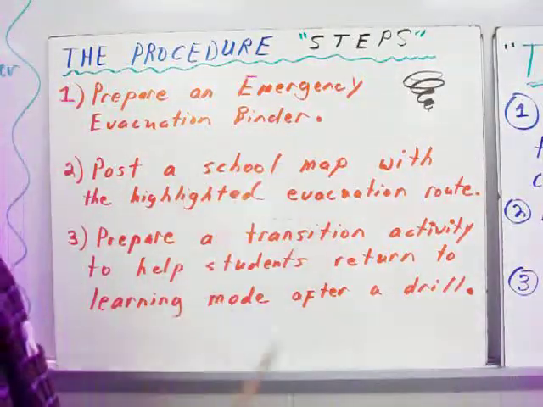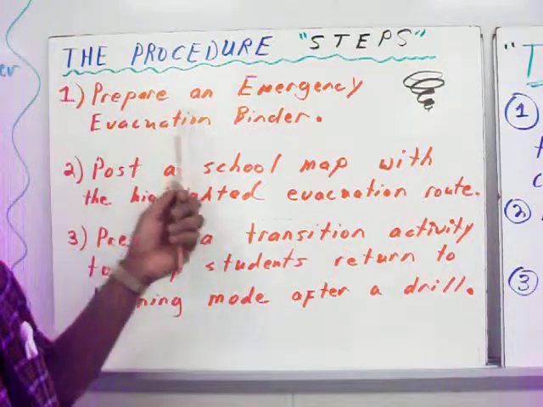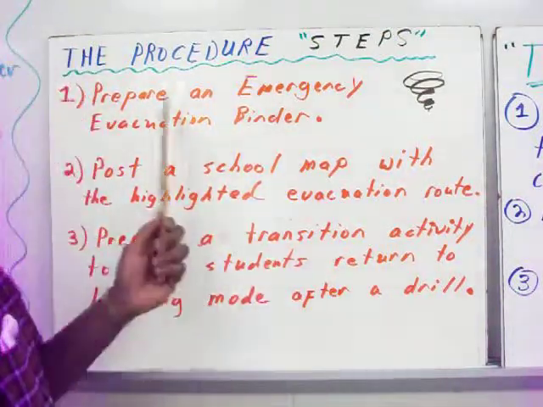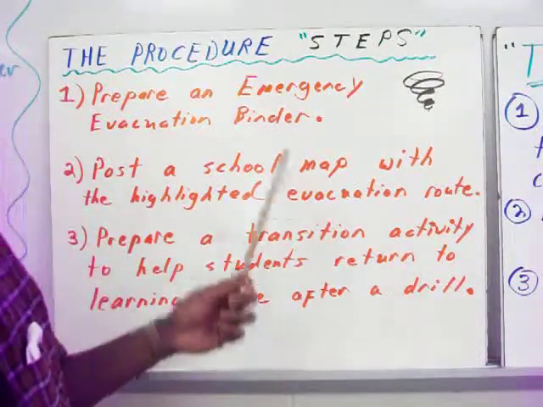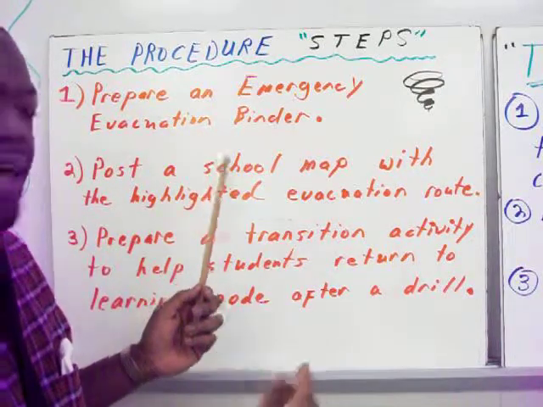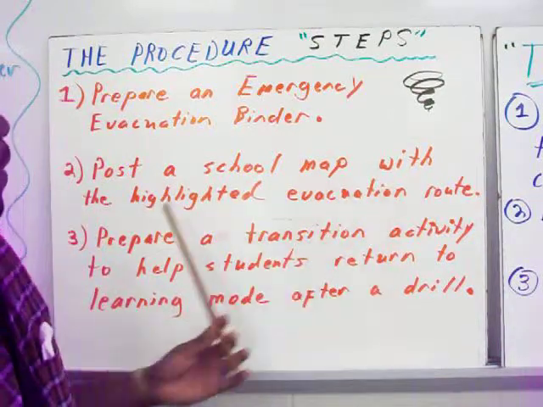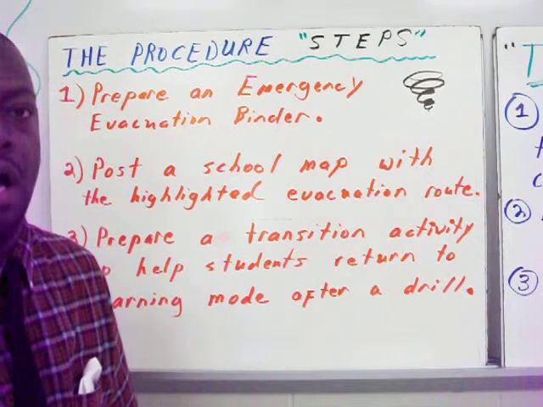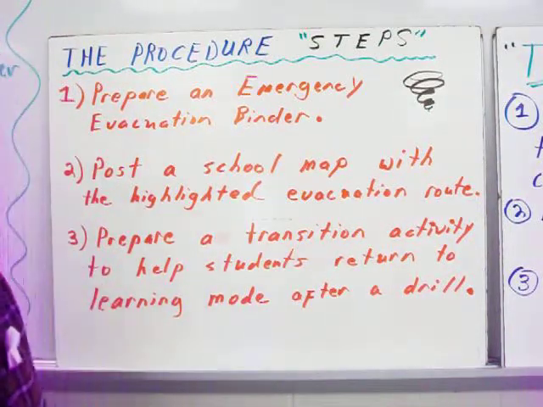The procedure steps. The first one, a teacher needs to prepare an emergency evacuation binder. The emergency evacuation binder should contain emergency plans, just in case the teacher is not there. Also, the teacher needs to post a school map with the highlighted evacuation routes, preferably near doors or whatever ways that students would be entering and exiting.